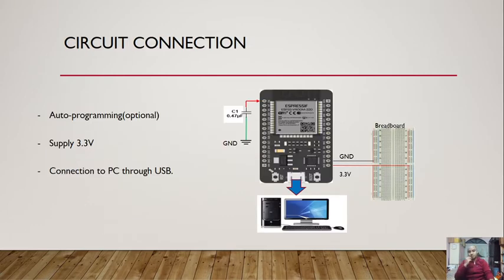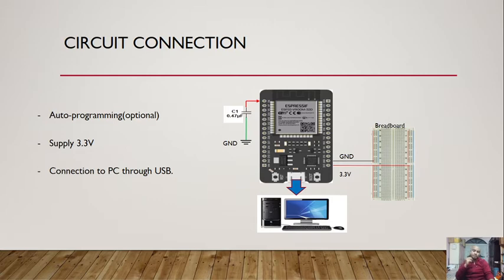Then this is the circuit connection for this task. As you can see in the middle of this slide is a 0.47 microfarad capacitor. It is used for auto programming. What is auto programming? It is used for easier compiling without physically touching the enable button on the ESP32 module.